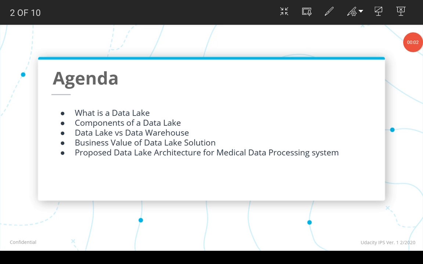Hello, good morning all. Today we are going to be discussing data lake as a solution to enterprise problems. So the agenda for today's discussion is: what is a data lake, the various components of a data lake, the difference between a data lake and a data warehouse. We will also discuss the business value that a data lake solution brings in, and at the end we will be discussing the data lake architecture.